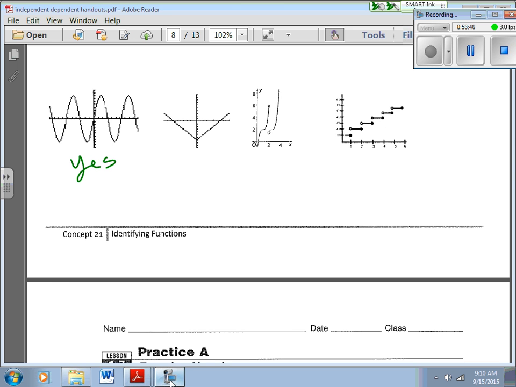What kind of parent function is that called? Absolute value. So that's when the pattern has positives and then the same pattern but negatives. Okay. All right. How about this one? Function? No, because it has 2 points. As long as one of them is solid and the other one is open, that's okay. If they're both open, then it's even better. Now, if both of these were solid, then no, because then this x has 2 y's.